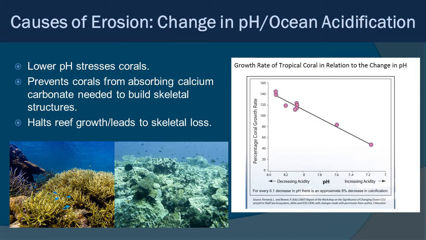When we lower pH, this stresses corals. There are a few reasons for this. It prevents corals from absorbing calcium carbonate, which is needed to build skeletal structure. It also halts reef growth and leads to skeletal loss over the long term. You can see this on the graph to the right, which is the growth rate of tropical corals in relation to change in pH. As the pH skews a little lower, more to the acidic, the percentage of coral growth rate starts to go down on the scatter plot.